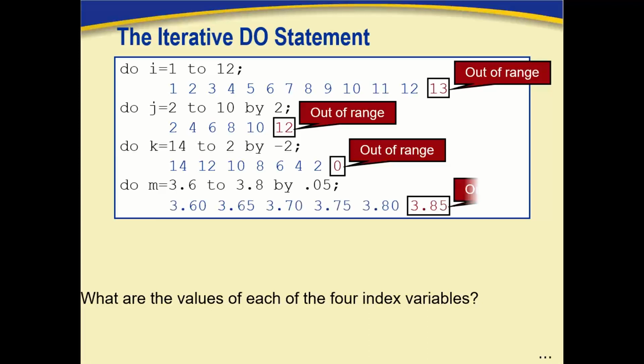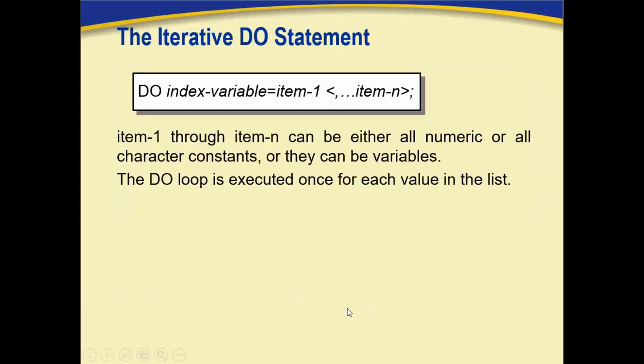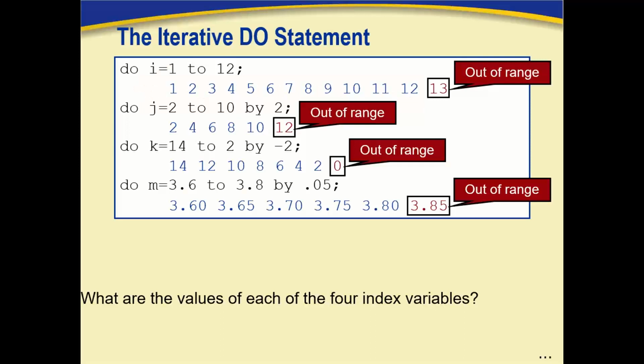It's like 0.05, it also changes. So what are the values of each variable? I can see here. So this is about the numerical.